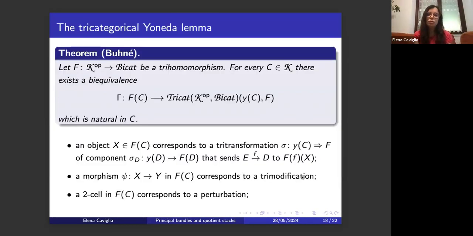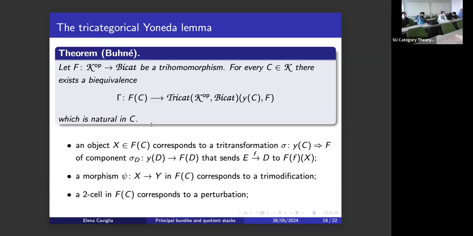And the idea to find these gluing conditions is, again, to use the Yoneda lemma, as it is done for stacks. So we are lucky that we have a three-categorical version of the Yoneda lemma that has been proved by Bouniet, and it just says exactly the same thing as the Yoneda lemma. But here instead we have a biequivalence instead of an equivalence of categories.